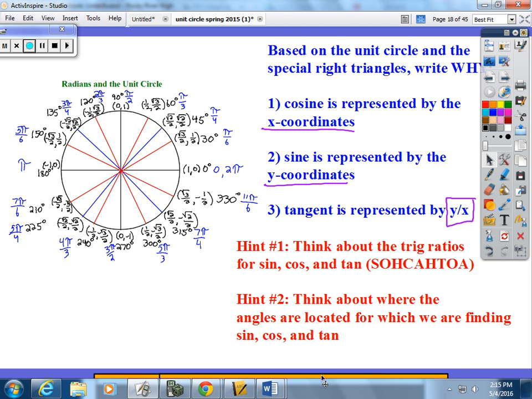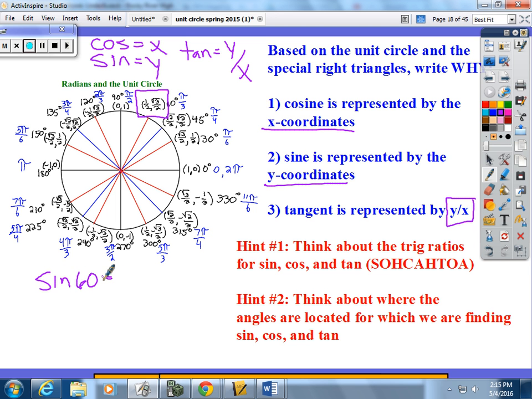So we're going to work mostly with what we have here. The x coordinate is cosine. The y coordinate is sine, and tangent is just y divided by x. So we're going to take the y coordinate of our 60-degree angle. Sine of 60 is equal to the y coordinate, which would be square root of 3 over 2. That's all you need to remember for sine and cosine. Cosine of 60 degrees would be your x coordinate, which would be 1/2.